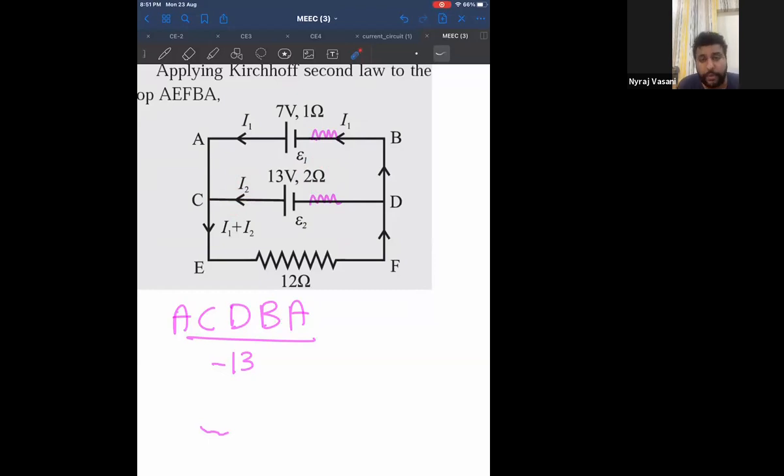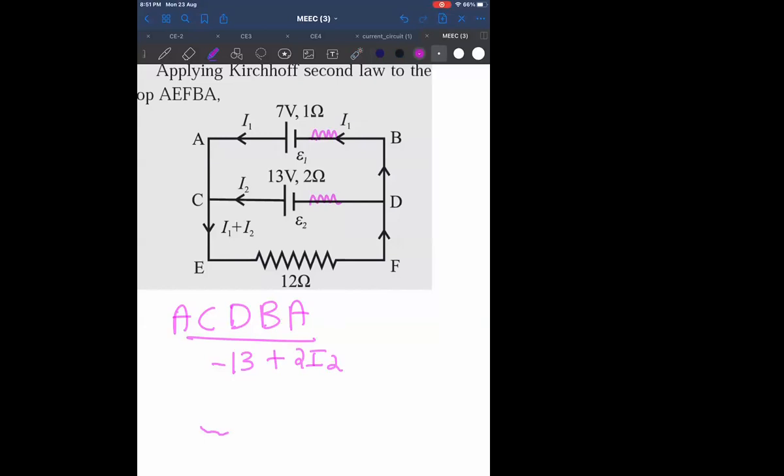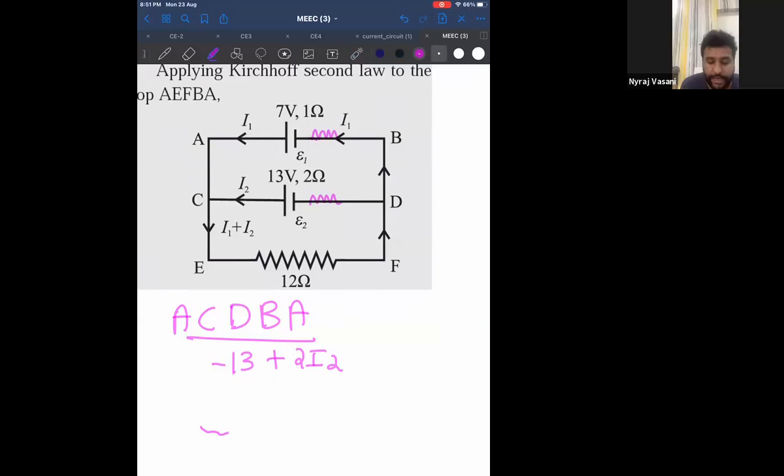Now look at rule number one. What is rule number one? If our direction is against the direction of current, then the sign taken is positive. Therefore, can I say it is positive 2 into I2? It is current into resistance. Anything else on this branch? No. Therefore, A to C is done, C to D is done, and D to B there is nothing, check. So that is also done.